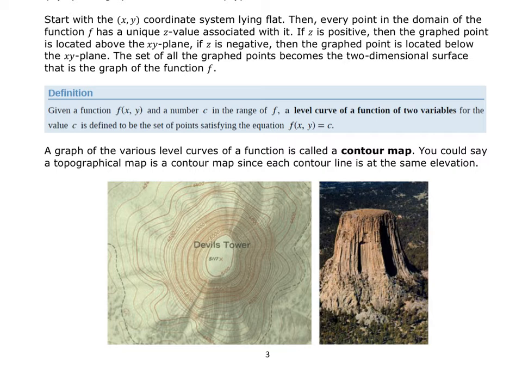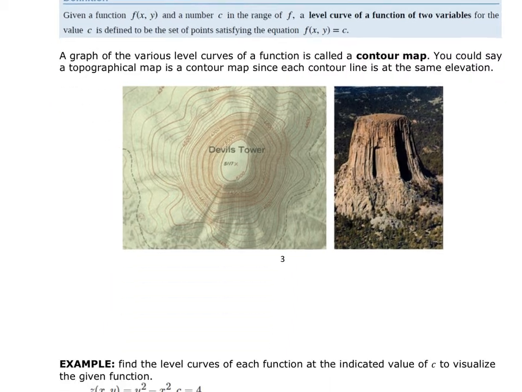So here's an example of a contour map made from level curves. This is a topographical map of the Devil's Tower in South Dakota, which, if you are a fan of science fiction, you know that's where the aliens landed. You know, Close Encounters. Anyways, moving on.